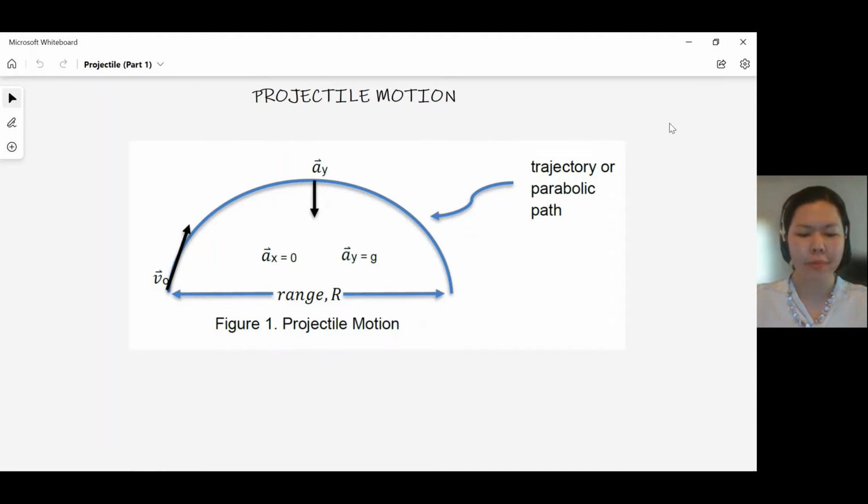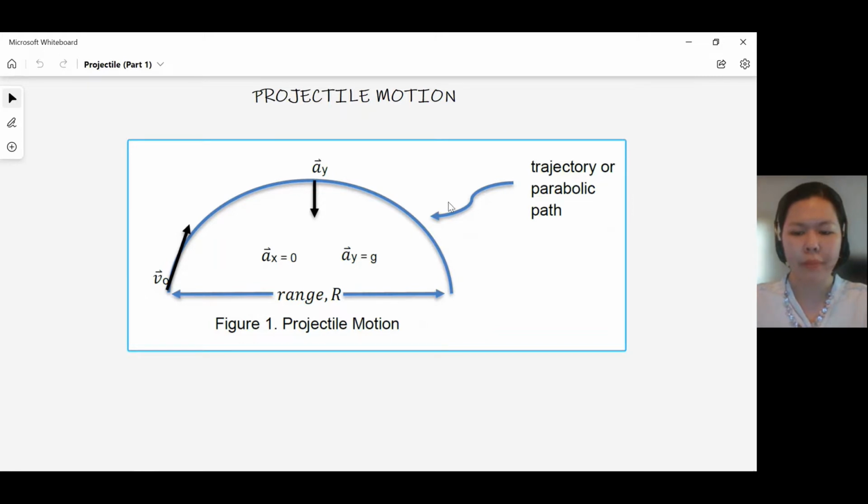Projectile motion. An object is moving in a projectile motion when it moves following a parabolic path or trajectory and when the air is being neglected. A parabolic path is a path that is shaped like a parabola, something that is bowl-shaped.